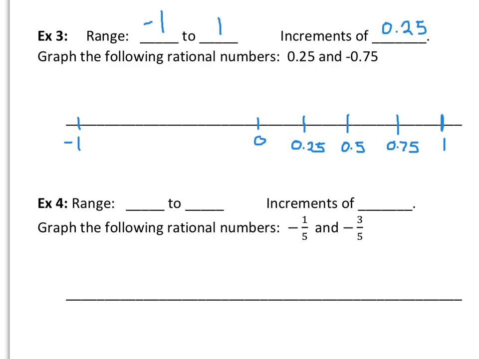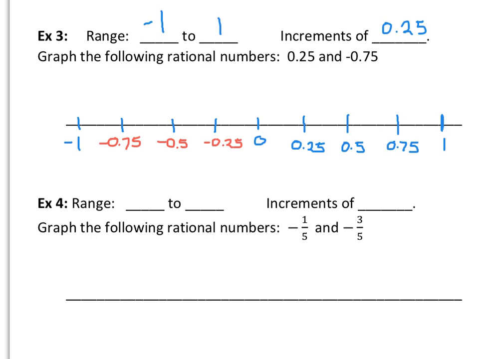On the left-hand side of 0, we're going to have the same amount of increments, but the only difference now is we're going to label them as negative 0.25, negative 0.5, negative 0.75.